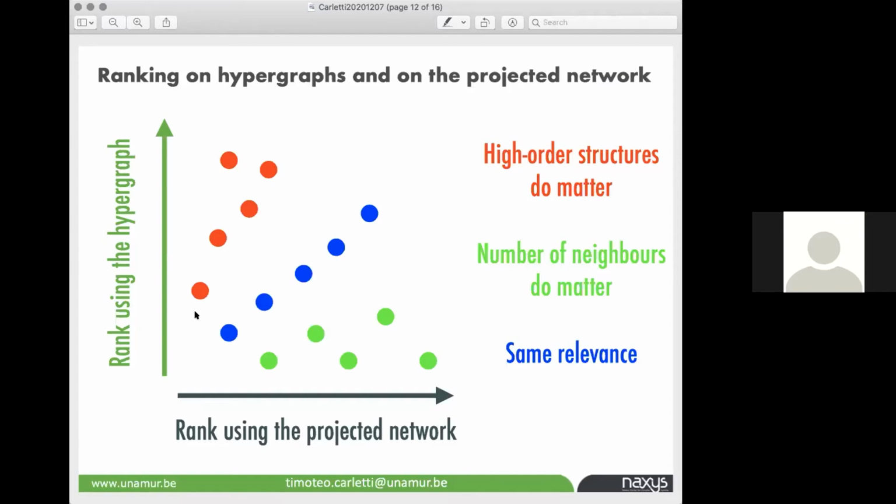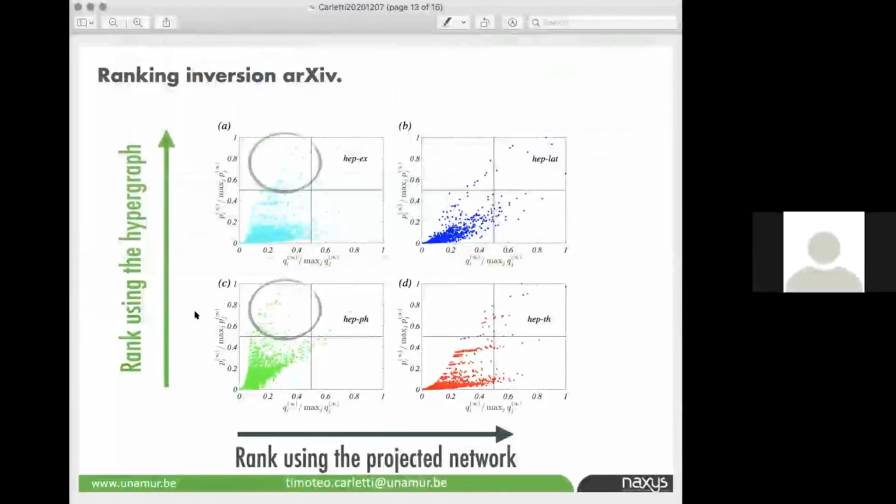So to go to the conclusion, we apply this to the arXiv database. Here I show you the result for the HEP, so high energy physics, but we did the same analysis for all of arXiv. It is important to show here that in the HEP there are 4 subclasses.